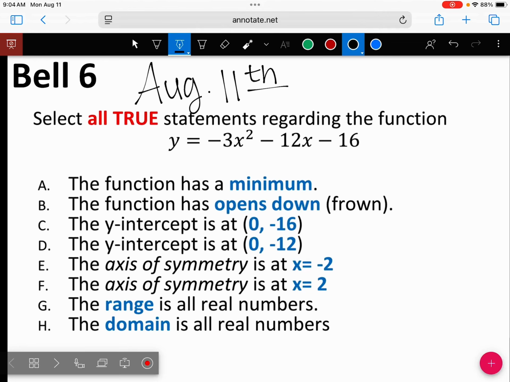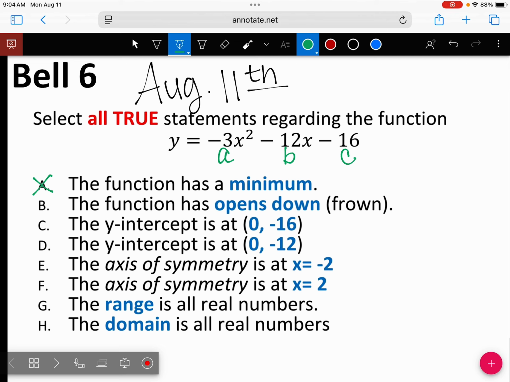So we have our function negative 3x squared minus 12x minus 16. Remember, this is your A, your B, and your C. All right, raise your hand if A is true. I agree, this is not true. Raise your hand if B is true.